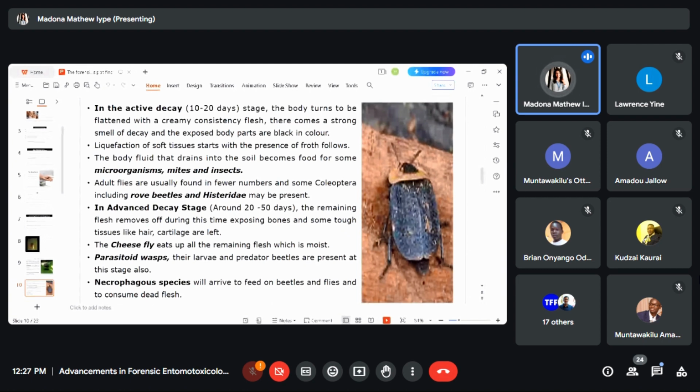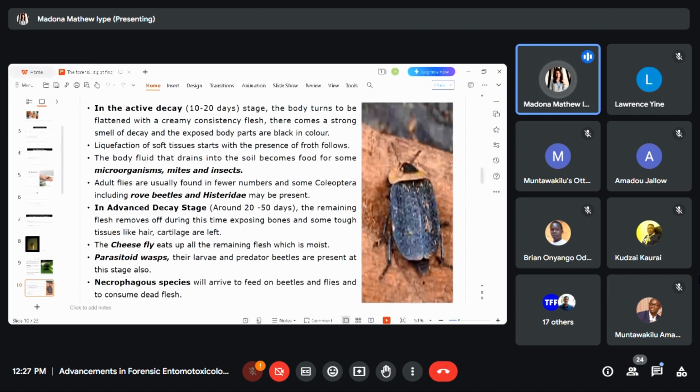Now this is the stage where mostly all the mites and insects come, because it's an open nutrient cycle, everything is outside the body. Now maximum beetles and the Histeridae family will come, and they'll eat everything up, because there's food everywhere. So the infestation will be very high.